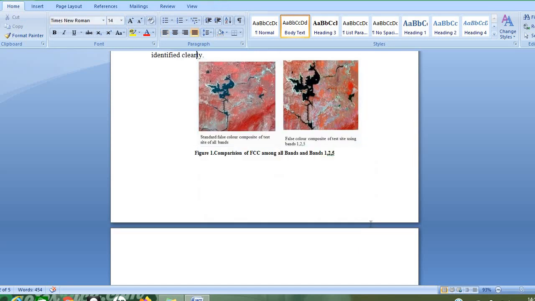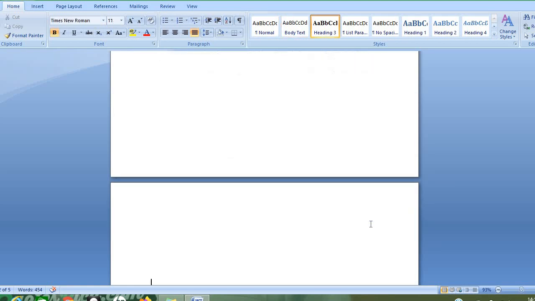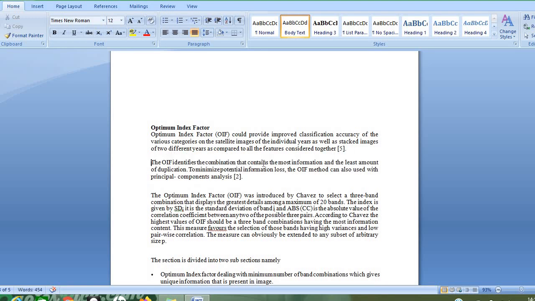This is about PCA. Next, the optimum index factor. The optimum index factor could provide improved classification accuracy of various categories of satellite images. The OIF identifies the combination that contains the most information and the least duplication. To minimize potential information loss, the OIF method can be used with principal component analysis. In order to minimize the number of bands, this OIF needs to be used along with PCA.